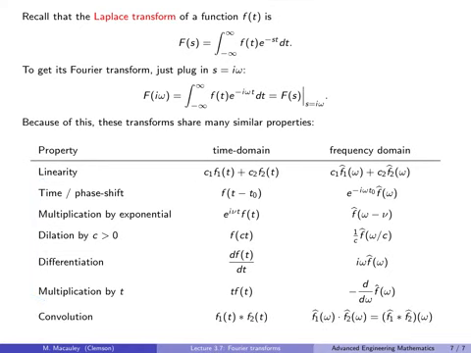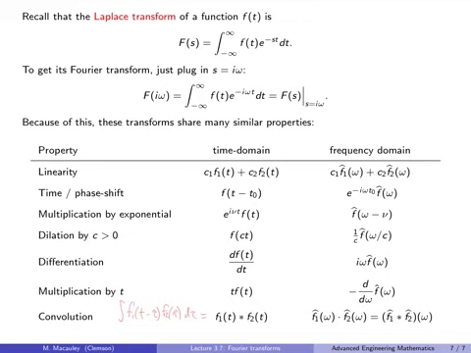And finally, the last property is that of convolutions. Recall what the convolution of f1 and f2 is. That's the integral of f1 of t minus tau times f2 of tau d tau. And if you apply the Fourier transform to that, you get the product of the individual Fourier transforms of f1 and f2. So that's a really nice property.